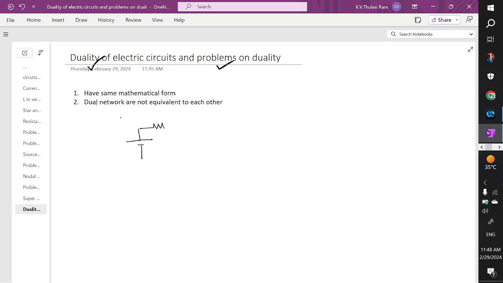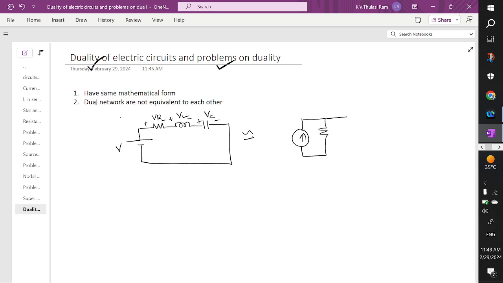consisting of a resistance, an inductor, and a capacitor. I'm applying some source voltage of V, and the voltage across the resistor is VR, the voltage across the inductor is VL, and the voltage across the capacitor is VC. So for the dual of this network, the voltage source will be converted into a current source, and the resistor will be connected in parallel, and the inductor will be connected in parallel, and the capacitor, which is in series, will be connected here in parallel.